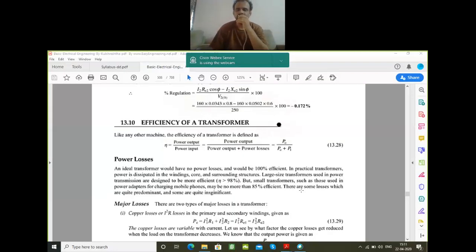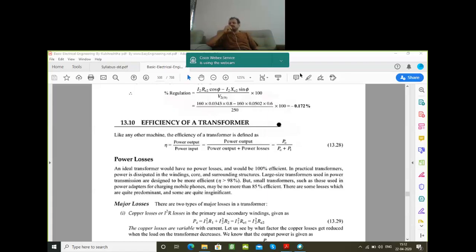So in today's class, we will be discussing the efficiency of a transformer. Okay. So we know what the advantages of a transformer are, and what a transformer is. Today we will discuss the efficiency of the transformer, efficiency in terms of its performance. So what do you mean by the efficiency of a transformer?